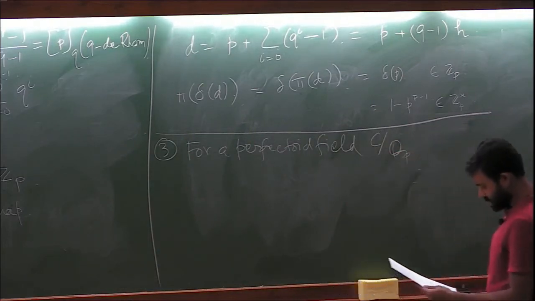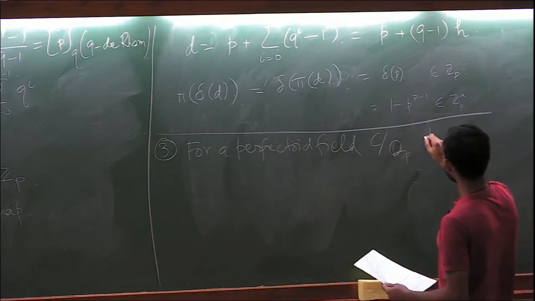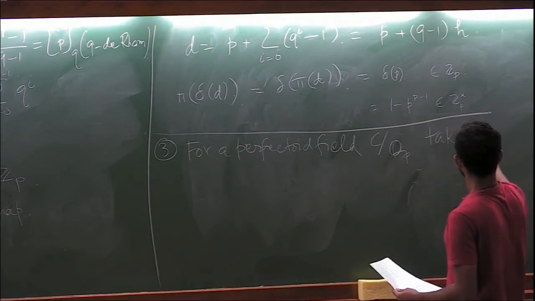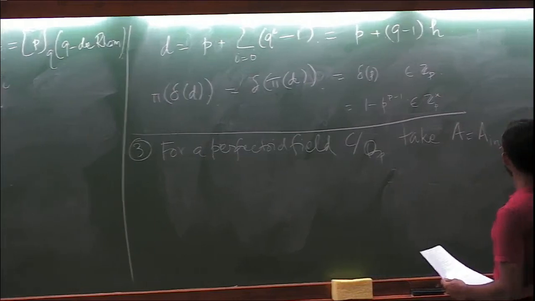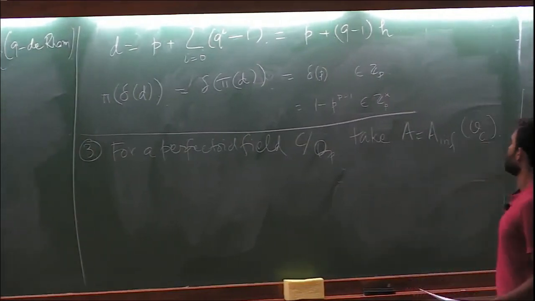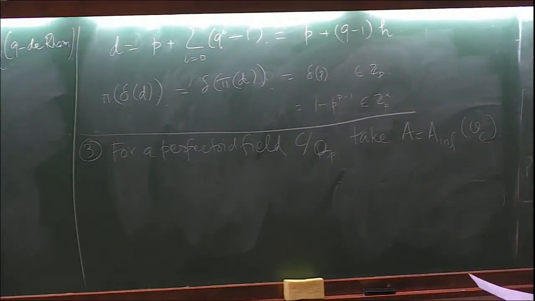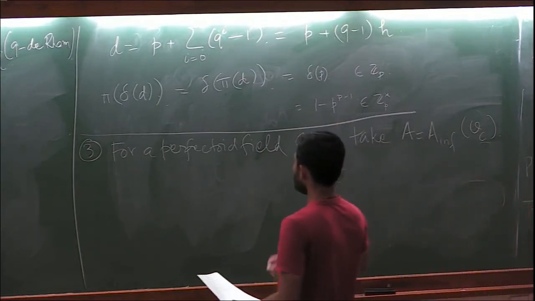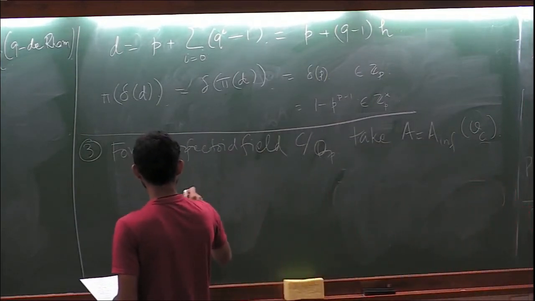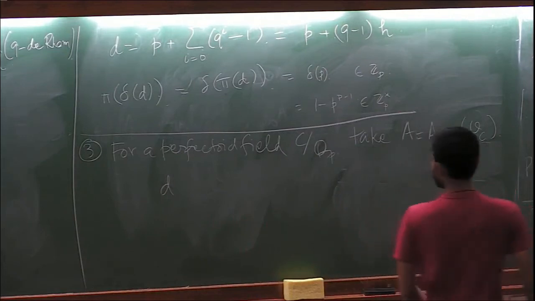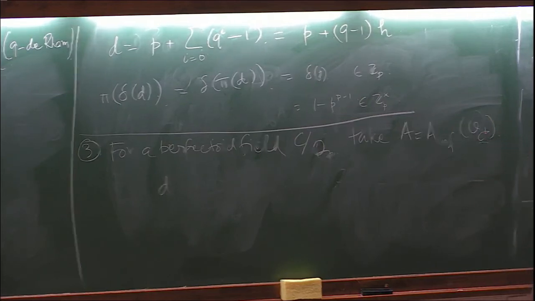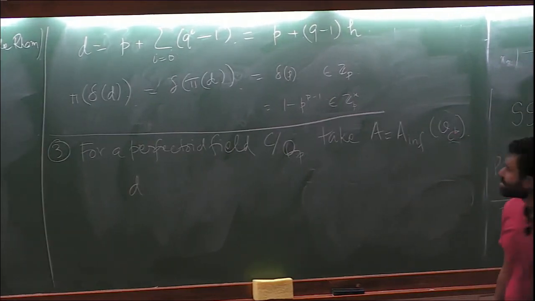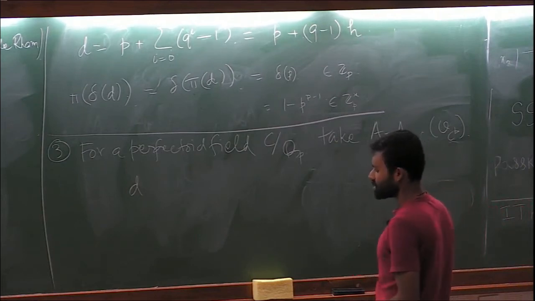You have a perfectoid field over Q_p, and you take the A_inf of it, and then you take an element d of the tilt. That's how you write it.